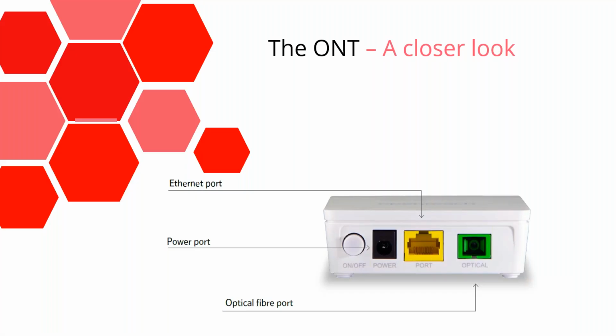So the ONT, let's have a closer look at the ONT box. It is quite small, okay, and there are only like 3 interfaces available, at least in one of the latest versions. On the right, there are the optical fiber ports, followed by the Ethernet ports, where your router is connected. And there is also a power port and an on-off button.